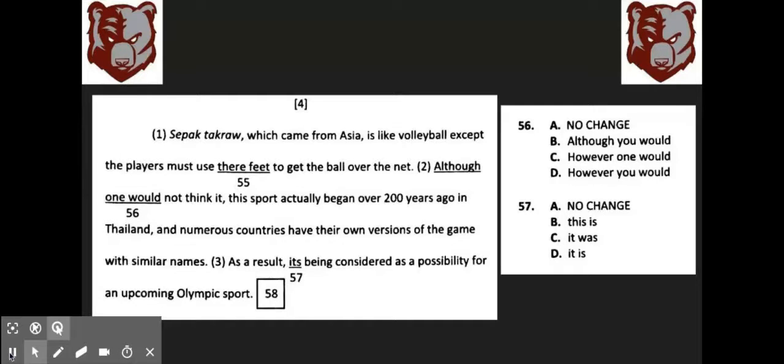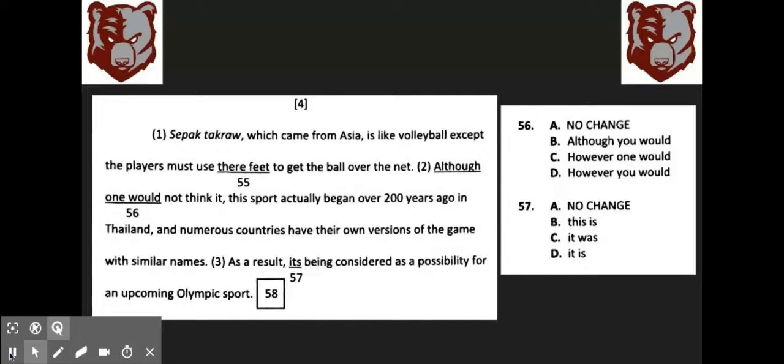Now, look at question 56. Go back to the sentence. It says, although one would not think it, this sport actually began over 200 years ago in Thailand. There are a couple of skills that students will need to apply in order to answer number 56 correctly. One skill needed is to know not to use second person in formal writing. Do not use second person pronouns in formal writing. In other words, do not use you. Teachers often point out that quite frequently. They often tell students, do not use you in formal writing. Therefore, students can eliminate both choices B and D.